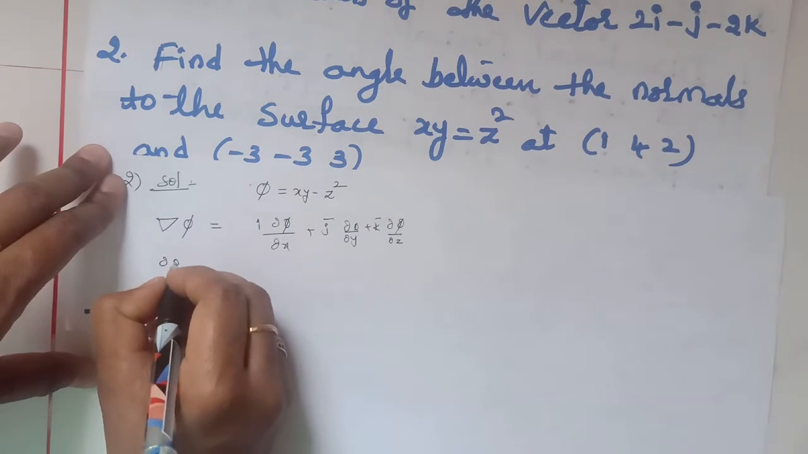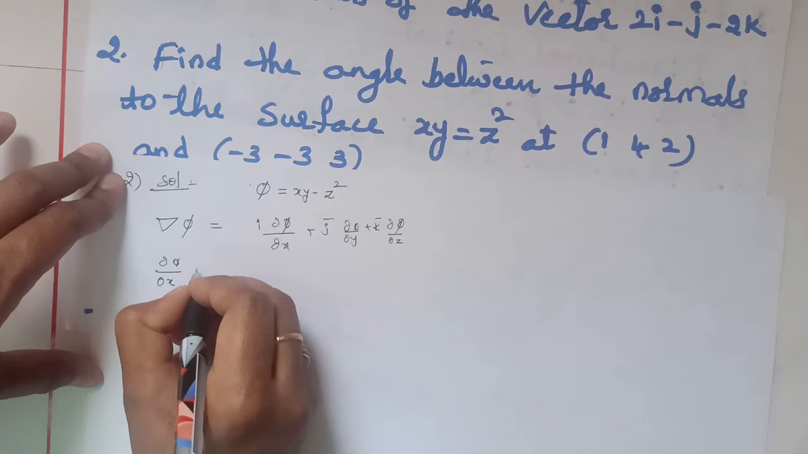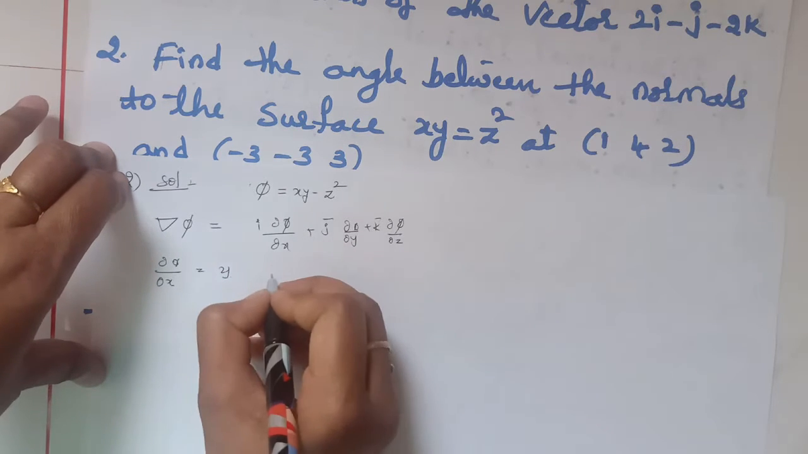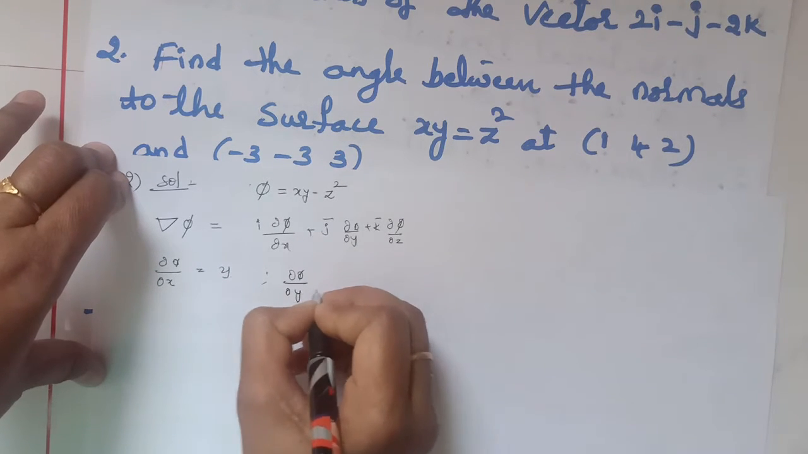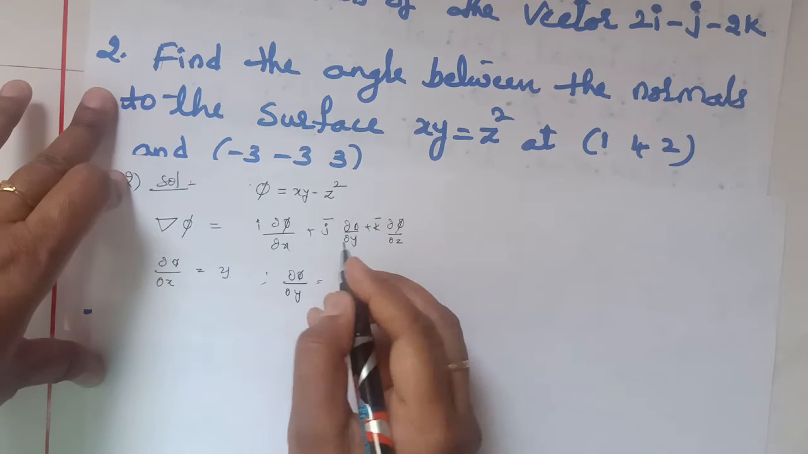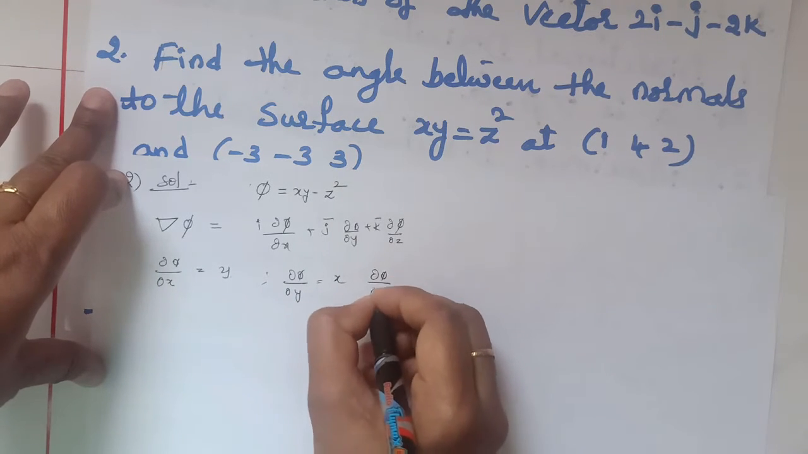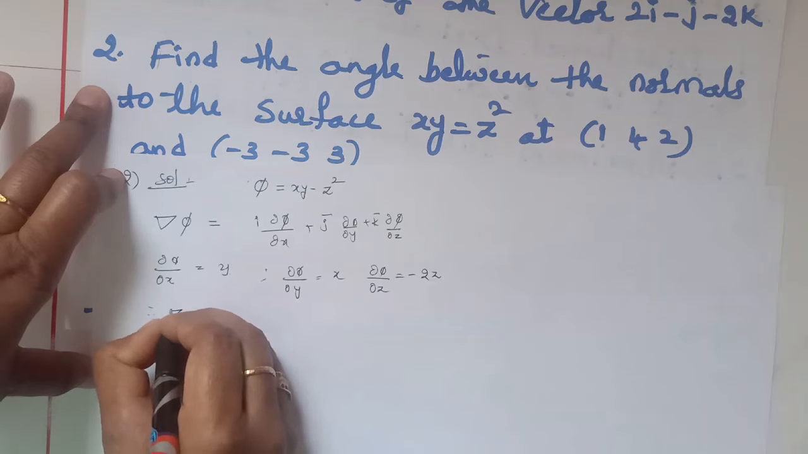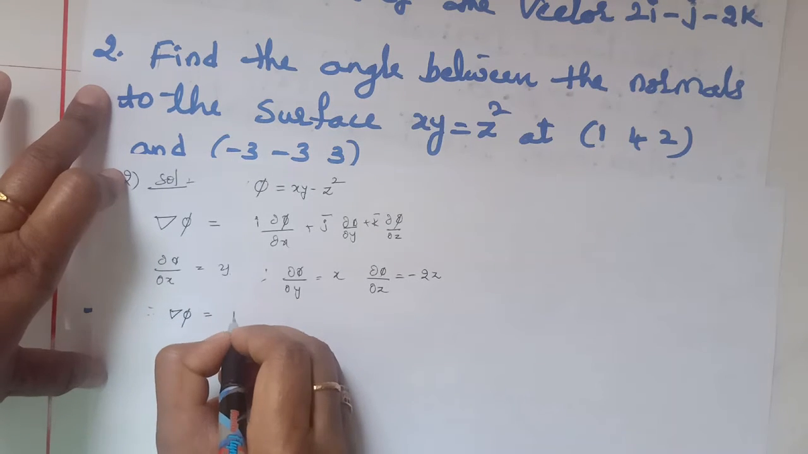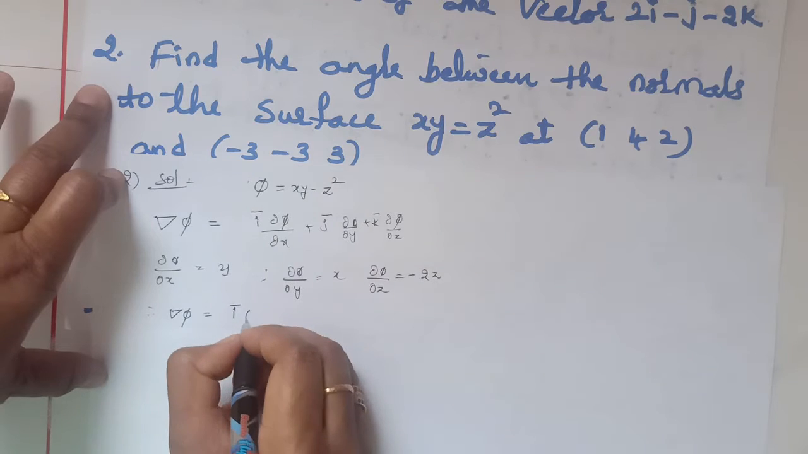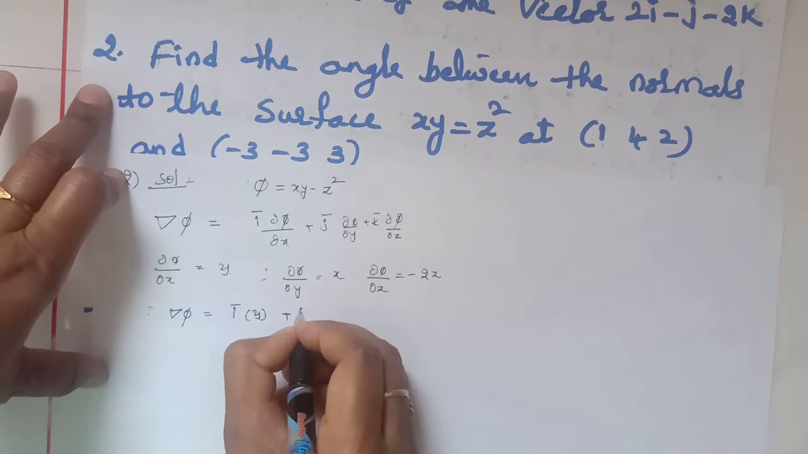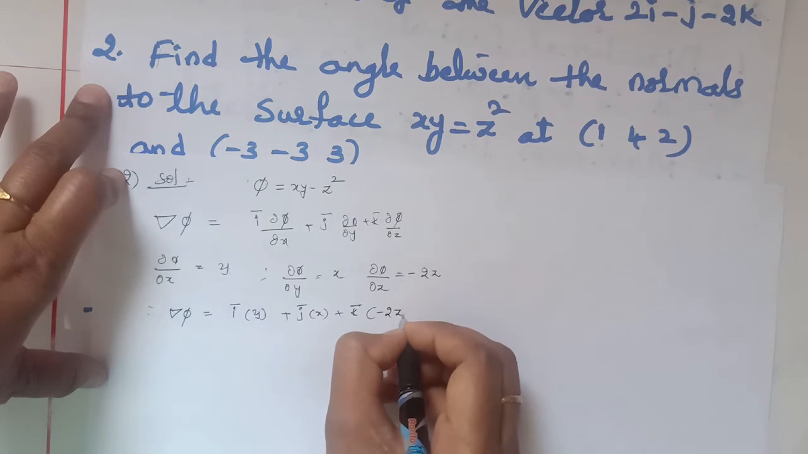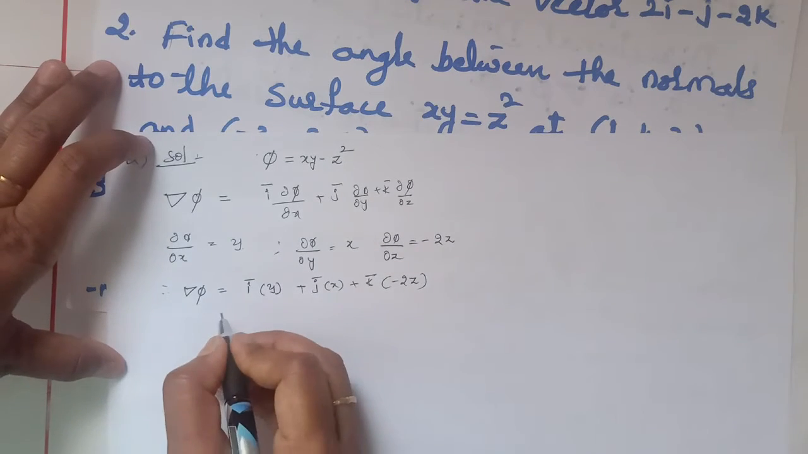Now dou phi by dou x is y, dou phi by dou y is x, dou phi by dou z is minus 2z. Therefore, del phi is equal to i times y plus j times x plus k times minus 2z. So this is del phi.